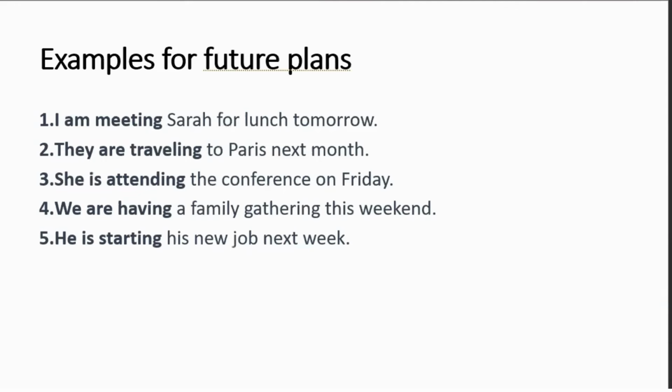As I said, it can be used for future plans. For example, I'm meeting Sarah for lunch tomorrow. We're talking about the day which hasn't come yet. We're talking about tomorrow. I'm meeting Sarah. We are using present continuous tense here. How do you know that? You can see we have a subject, form of be, base form of the verb, and ing.